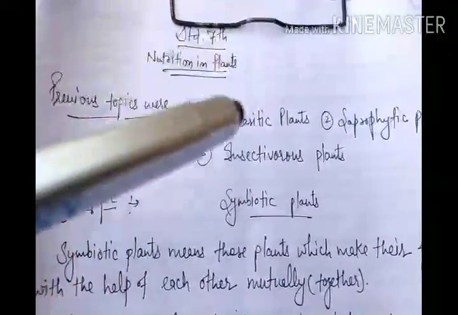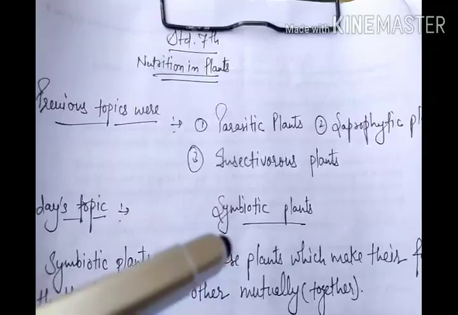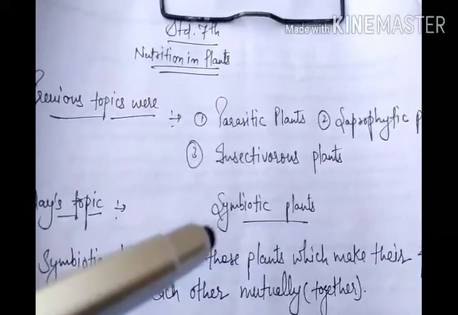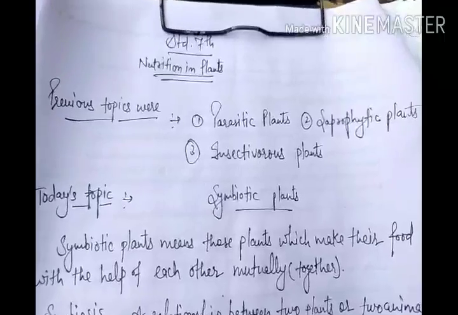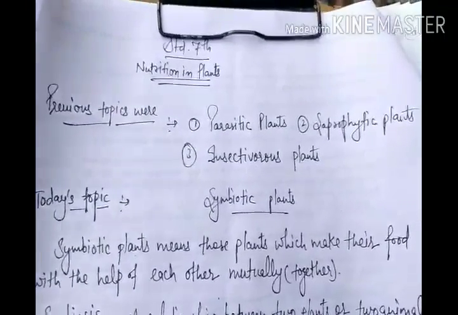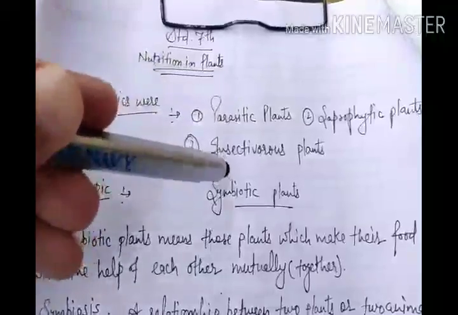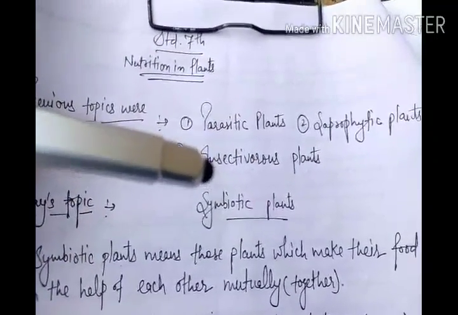I hope these all topics are clear so that it will be easy to understand why they are using this kind of nutrition. So heterotrophic nutrition, once again I want to tell you, is the nutrition in which an organism, plant or animal, depends on others for its nutrition. So that kind of nutrition is called heterotrophic nutrition.